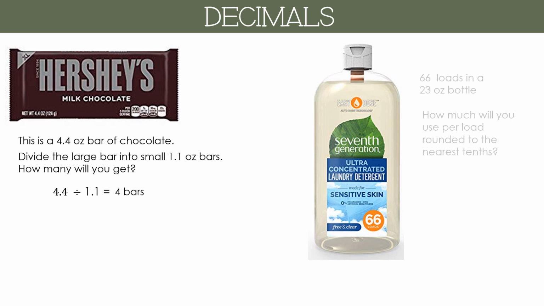Let's look at the laundry detergent. According to the label, we can get 66 loads in a 23 ounce bottle. Well, how much will you use per load rounded to the nearest tenths? What do you guess? We're going to need to take the 66 loads and divide it by 23 ounces. That means that every load is only 2.9 ounces. That's really small. Now think about this. Do you use the whole cap when you use laundry soap? Actually, you're only supposed to use a little bit.